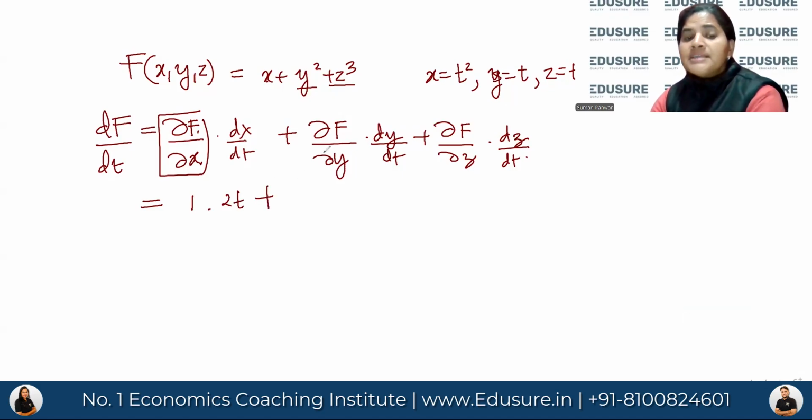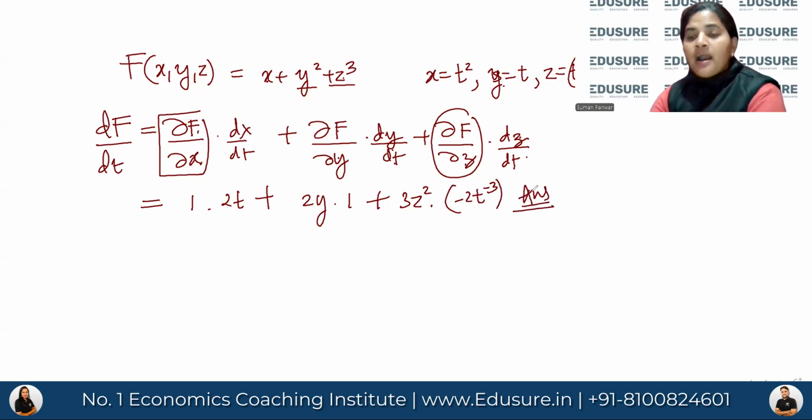So now partial derivative with respect to x is 1, others are constant, into dx by dt is 2t, plus partial derivative with respect to y is 2y. Then I'm differentiating y with respect to t, which is 1. Partial derivative with respect to z is 3z square, and dz by dt is minus 2 t power minus 3. So this is my answer. So this is called chain rule of derivatives.